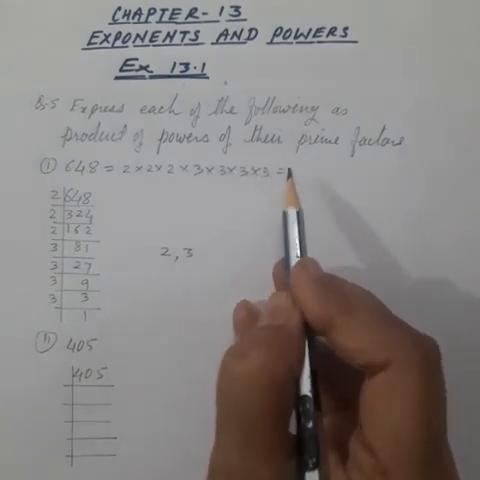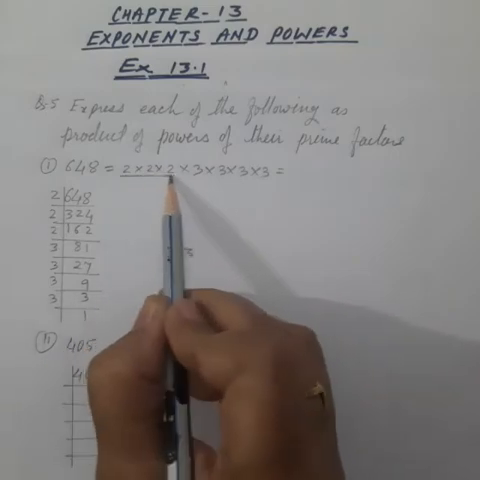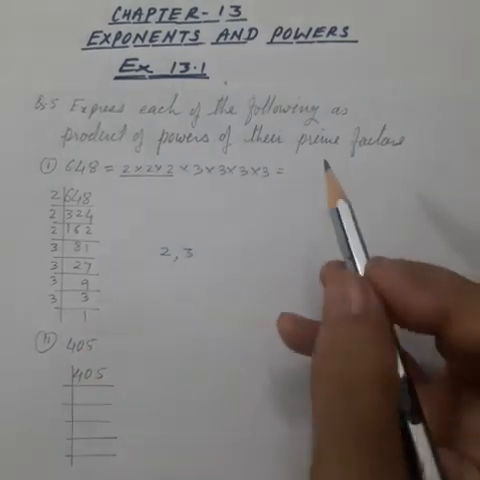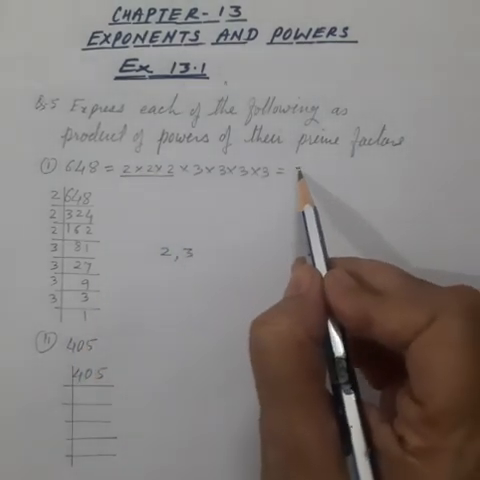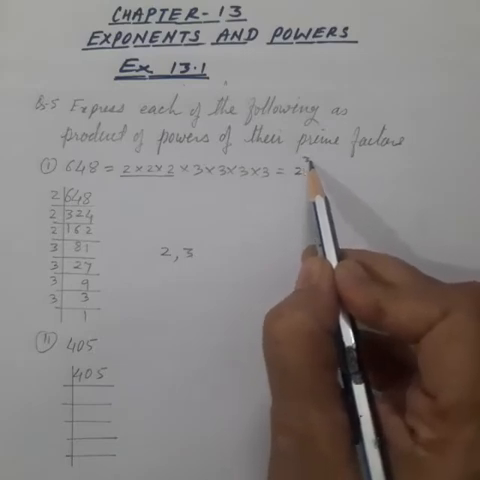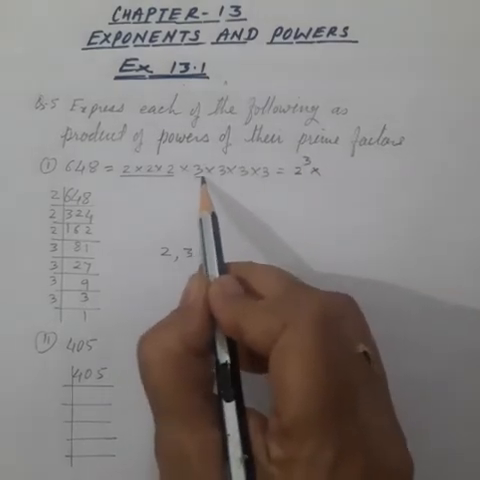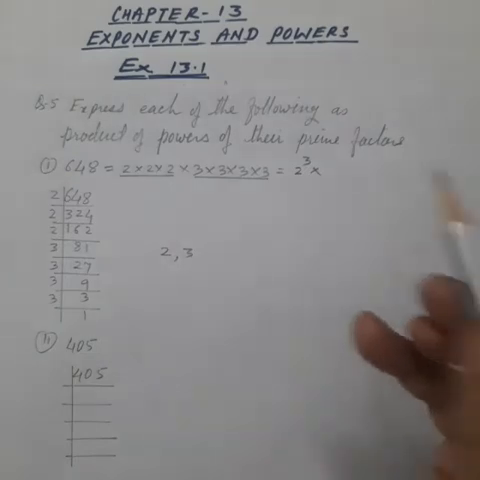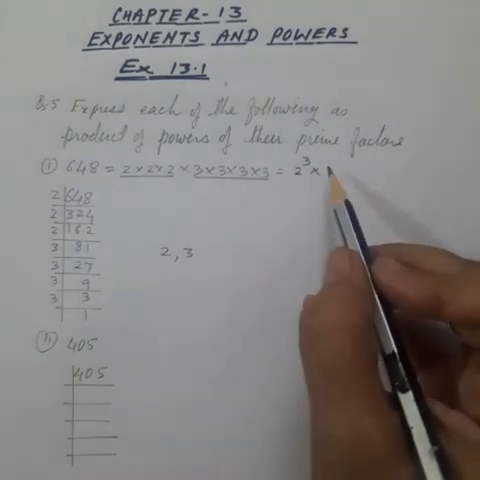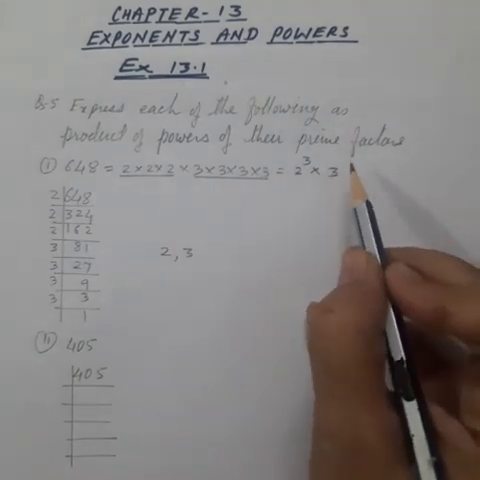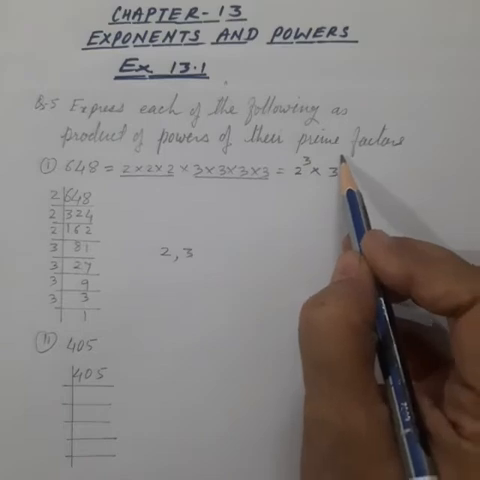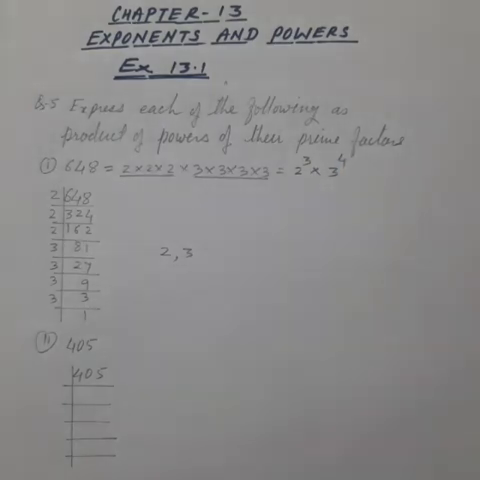Here the prime factor 2 is repeatedly multiplied by itself 3 times. So we can write it as 2 cube, into this prime factor 3. Here it is repeatedly multiplied by itself 4 times. So we can write it as 3 raised to the power 4.